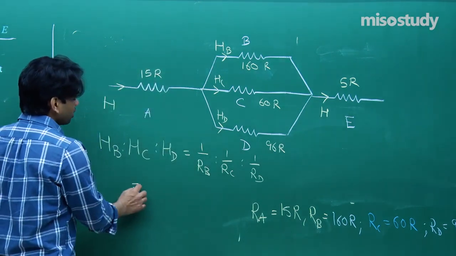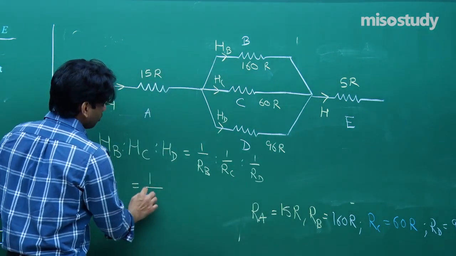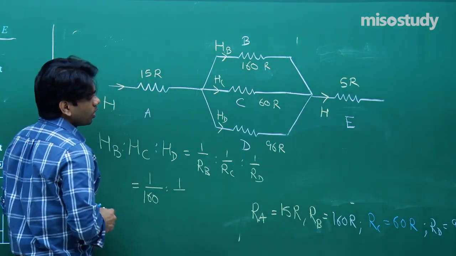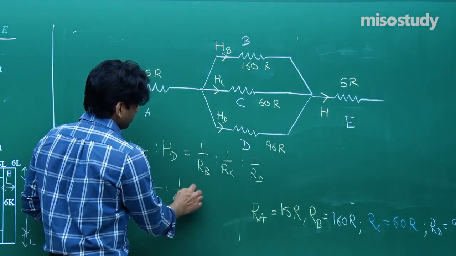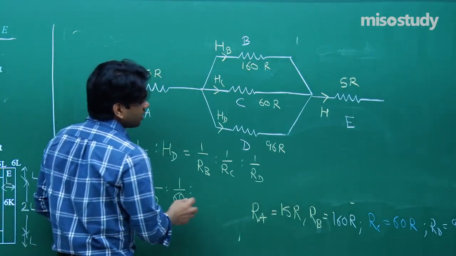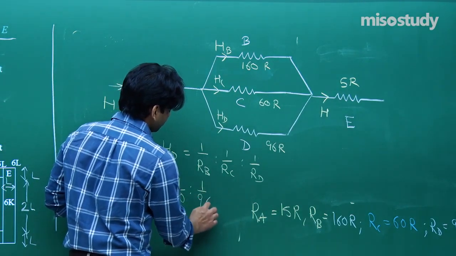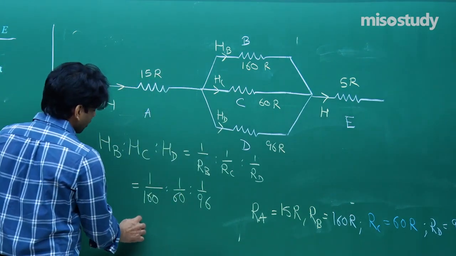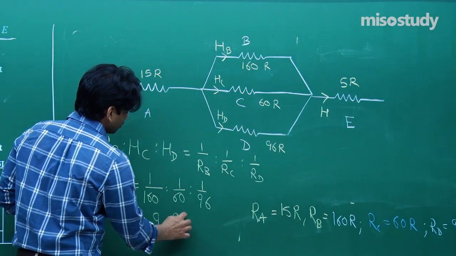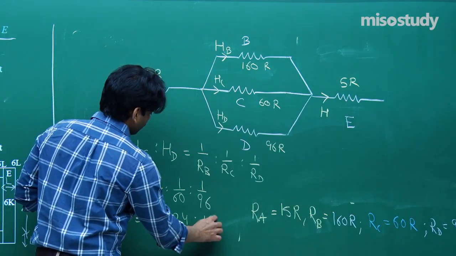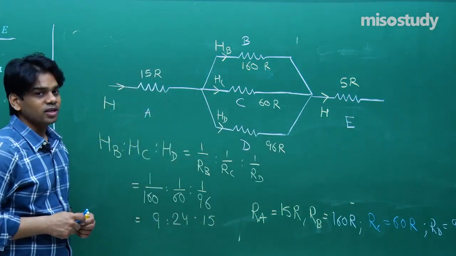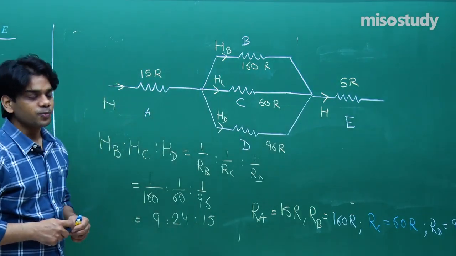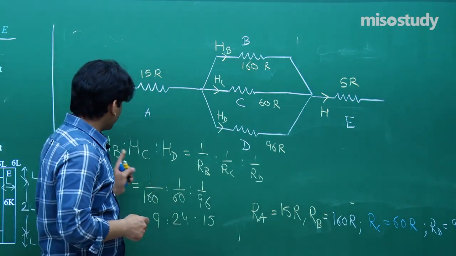So again we can write 1 upon RB, that is 1 upon 160, is to 1 upon 60, then RD as 1 upon 96. If you simplify this ratio, it will come out to be 9 is to 24 is to 15. This is what you can actually get, 9 is to 24 is to 15. So heat flow will be flowing in this ratio. Now you see how to find out the heat flow through B.